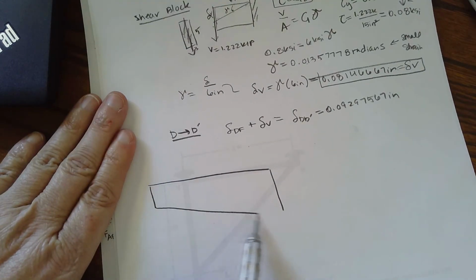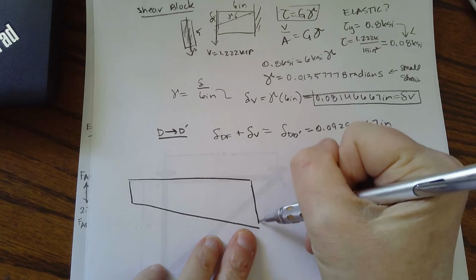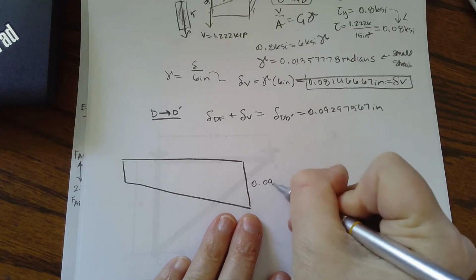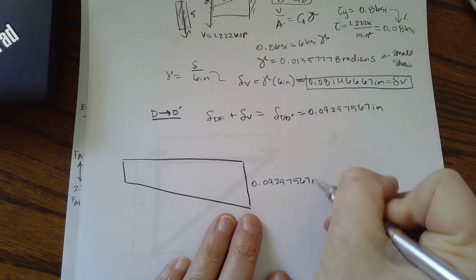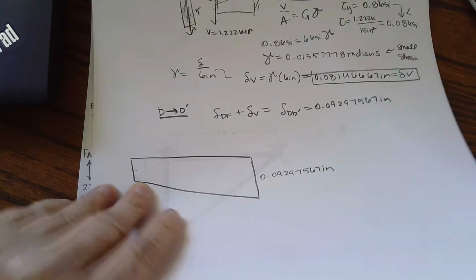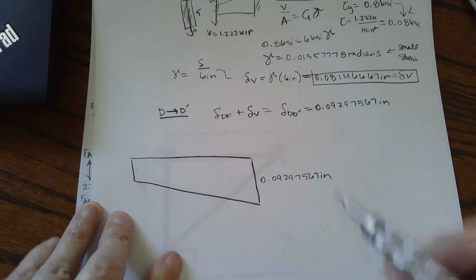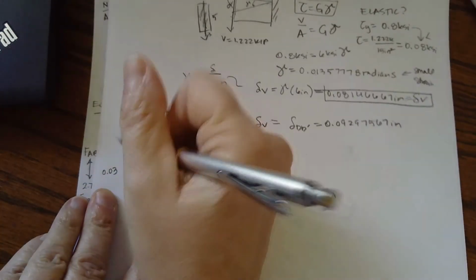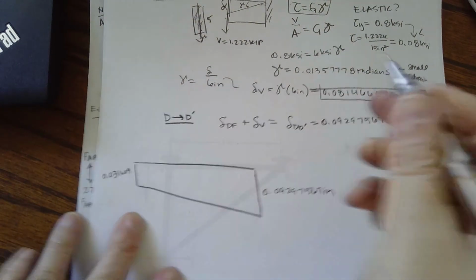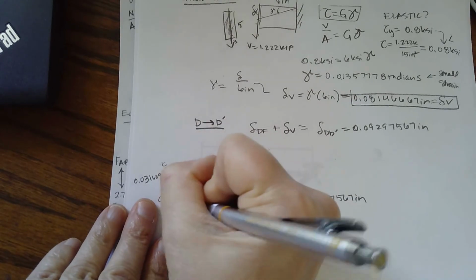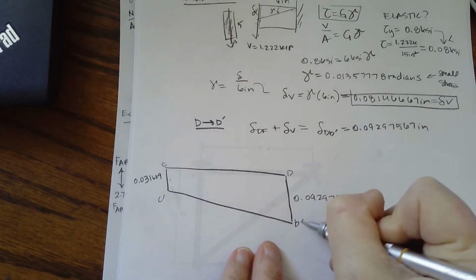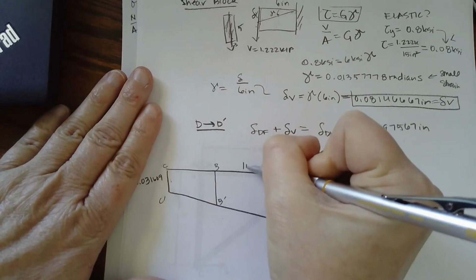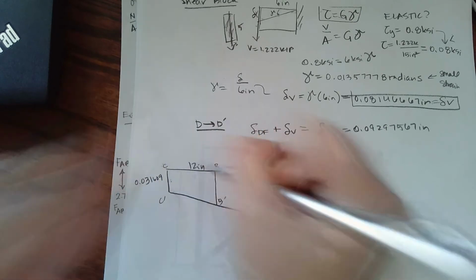And I'm going to note that these numbers, it does rotate. Not only does it come down, but it rotates. So here I have 0.0929757 inches. And over on this side, that was my delta CE. That was 0.031609. So this went from C to C prime, this went from D to D prime, and here I have B to B prime. This is 15 inches and this is 12 inches, okay?